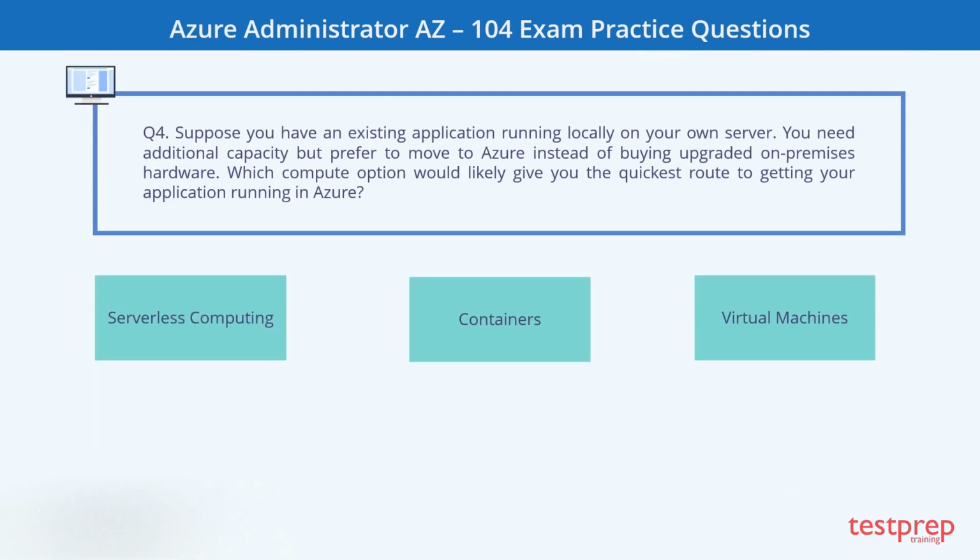Question 4. Suppose you have an existing application running locally on your own server. You need additional capacity but prefer to move to Azure instead of buying upgraded on-premises hardware. Which compute option would likely give you the quickest route to getting your application running in Azure? 1. Serverless computing. 2. Containers. 3. Virtual machines. The correct answer is 3. Virtual machines.